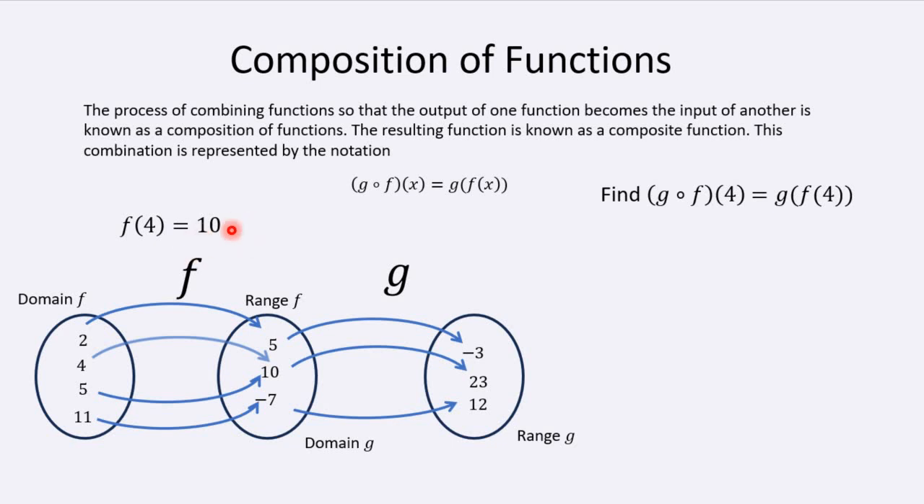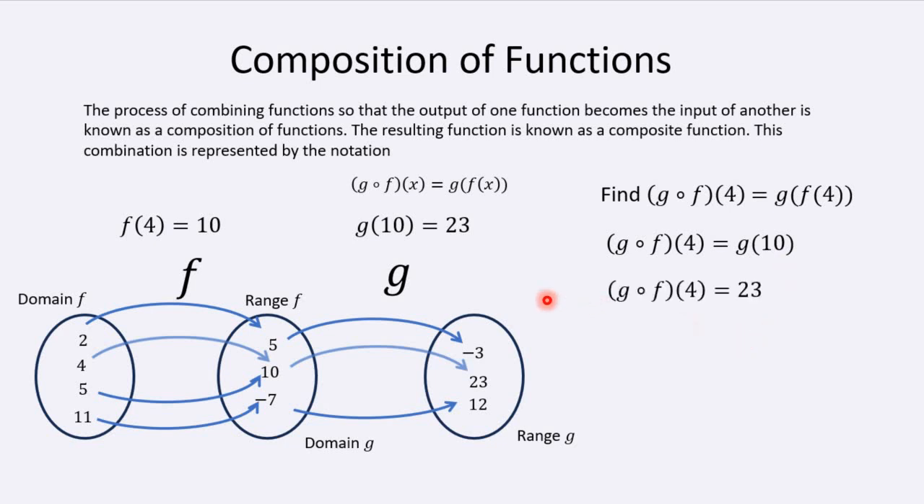Now that we know f of 4 is 10, we know that g of f of 4 is just g of 10, because f of 4 is 10. Now I just need to know what value the function g assigns to 10. So it seems as though g is assigning the number 23 to the value 10 in its domain. So g of 10 is 23. And since g of 10 is 23, that means g of f of 4 is 23.